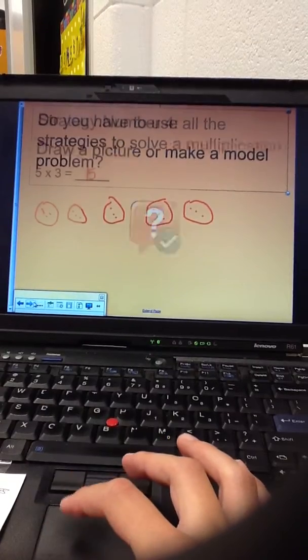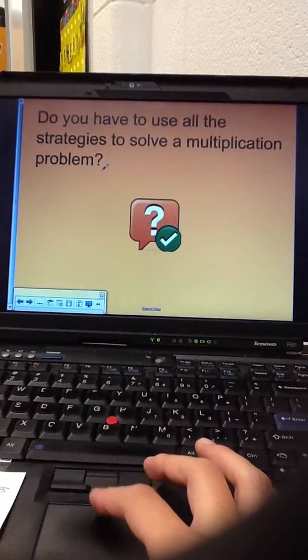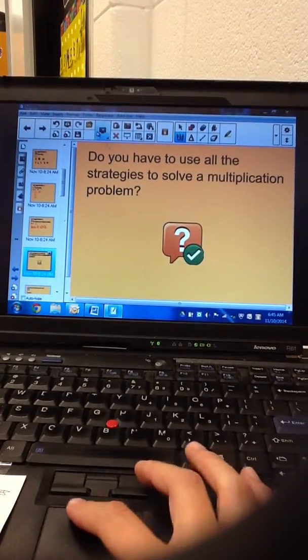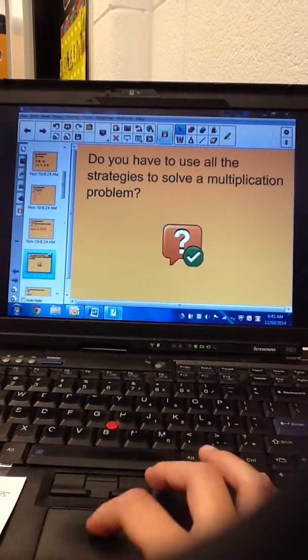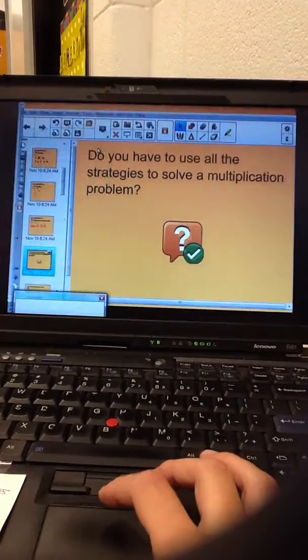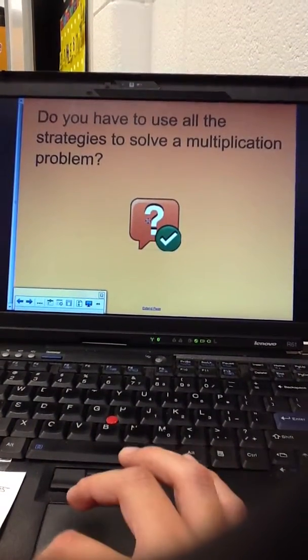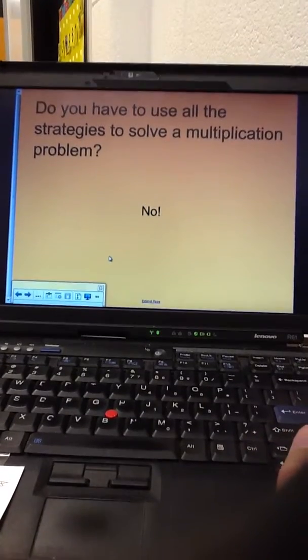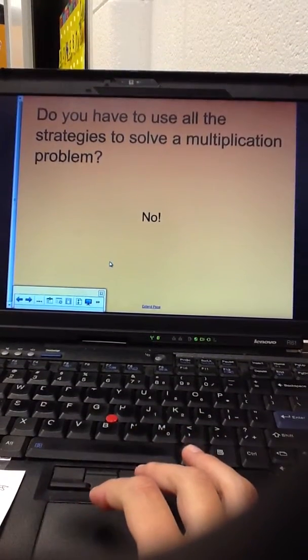So now my big question to you is, do you have to use all of the strategies to solve a multiplication problem? Do all of those strategies have to be used to solve just one little problem? And my answer is no, they don't. You need to pick the strategy that works very best for you.